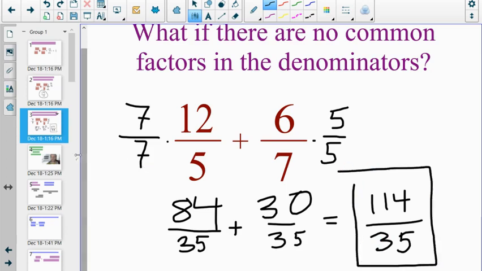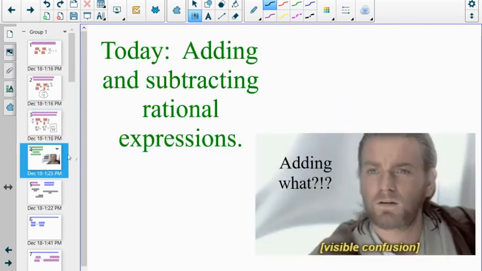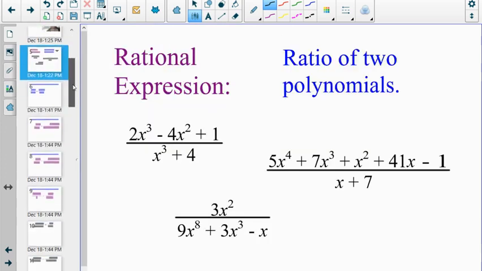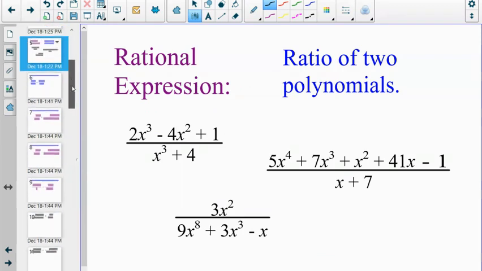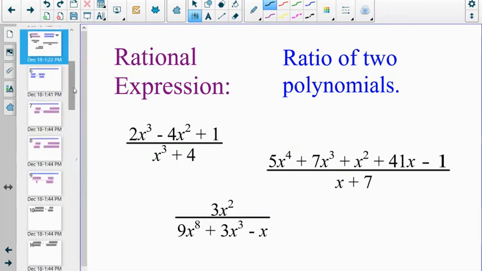Now, what we're going to be doing is not adding fractions with just numbers. What we're going to be doing today at the start of this next chapter is adding and subtracting rational expressions. Now, just in case you don't know what rational expressions are, it's just a fancy way of describing fractions where instead of numbers, I've got polynomials. So the three expressions that you see on your screen right now are rational expressions because both the numerator and the denominator are polynomials. And at least for today, they'll be a little bit simpler than what you see right there.